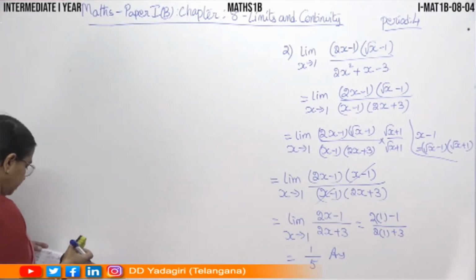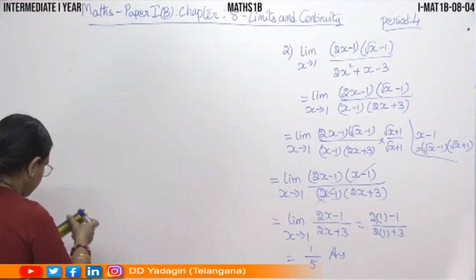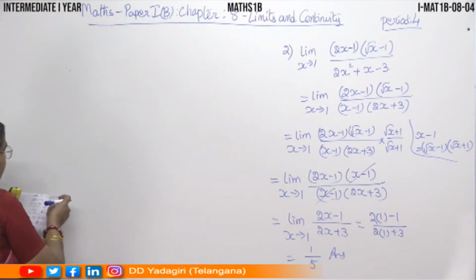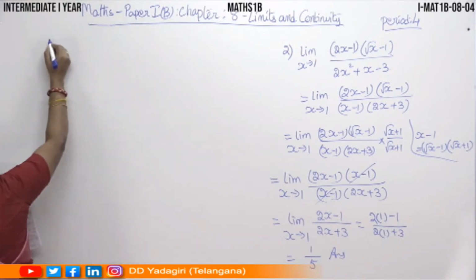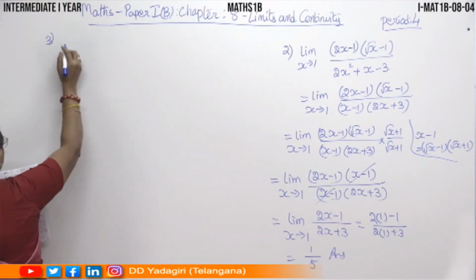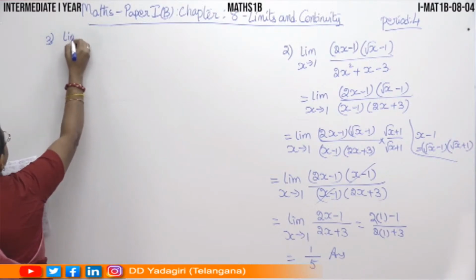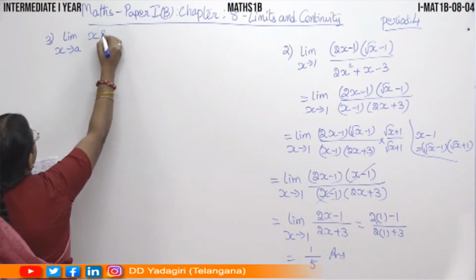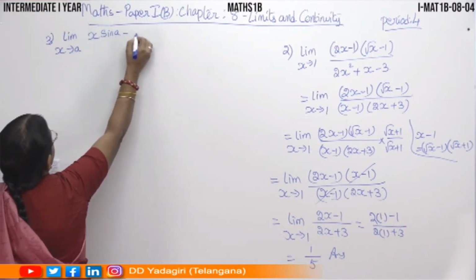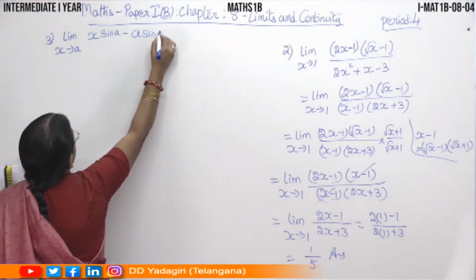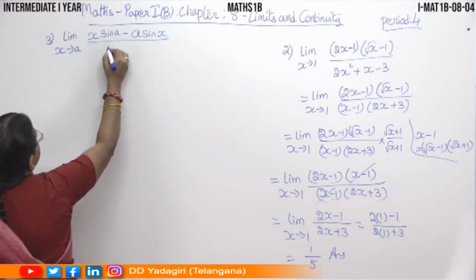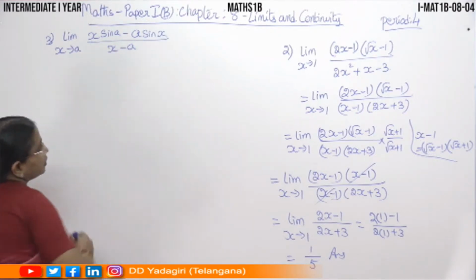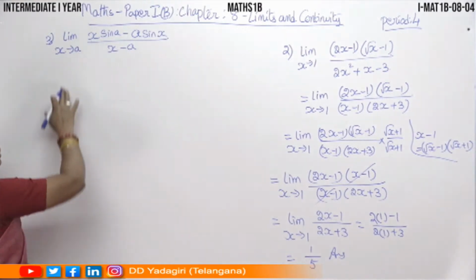Okay, next problem. Limit x. Okay, we'll do this big problem then. Third problem. It is very lengthy. Limit x tending to a of (x sin a minus a sin x) by (x minus a). So here also we'll use substitution.